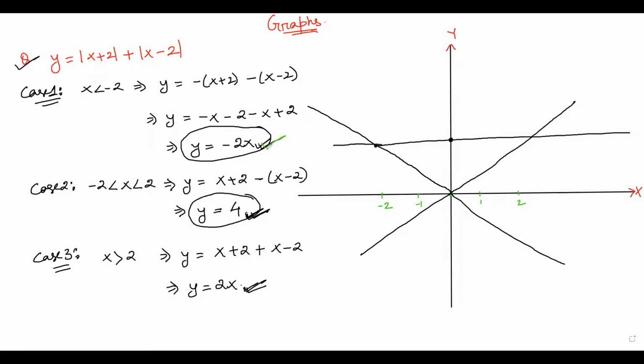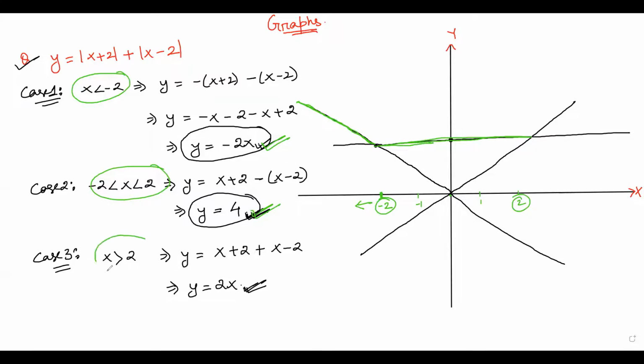But y equal to -2x is represented only for x less than -2. So for x less than -2, that is to the left side of -2, we'd be having this graph. And between -2 to 2, we have y equal to 4. So from -2 to 2, we'd be having this graph, that is the line y equal to 4.